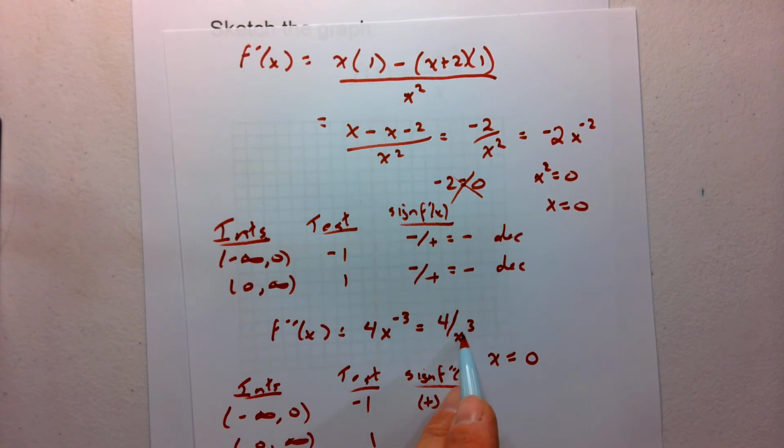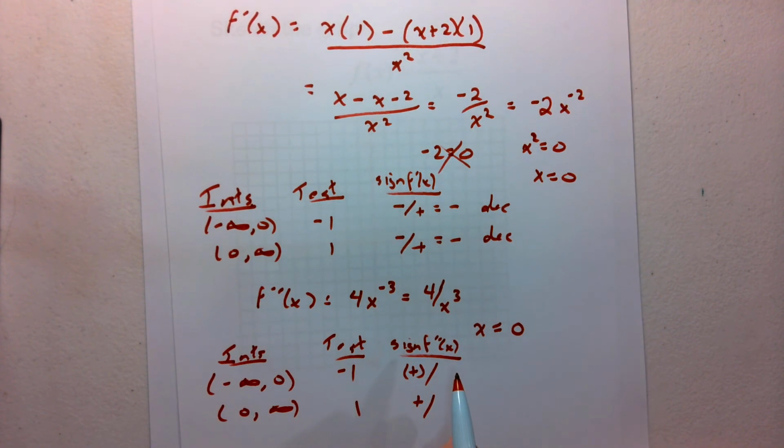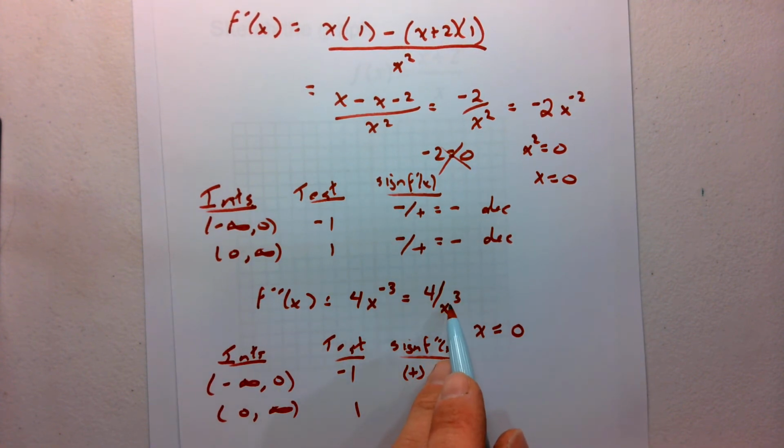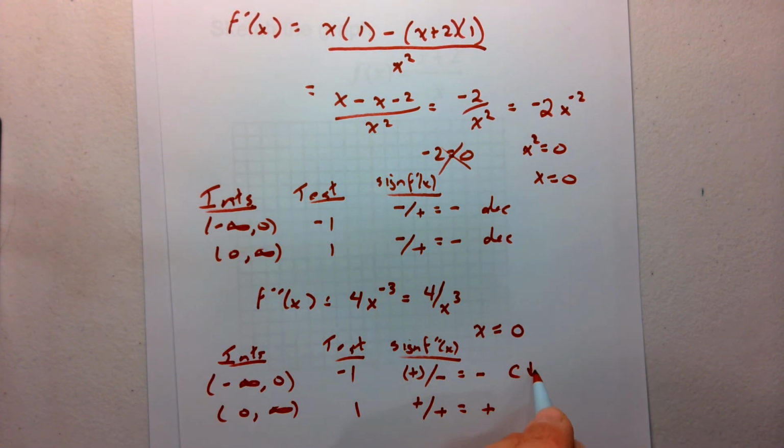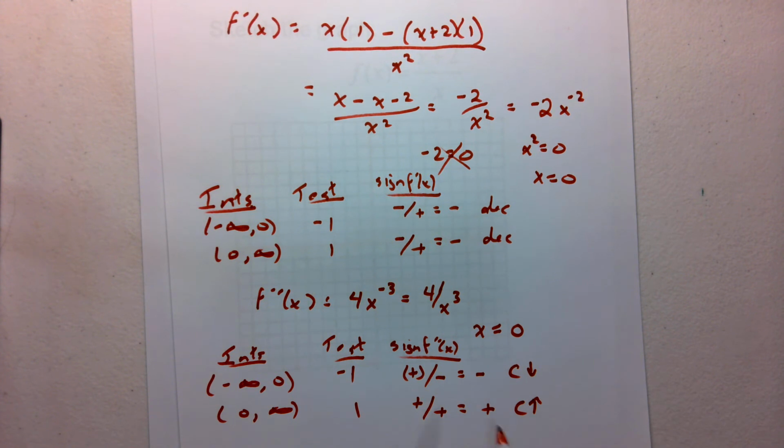And then x to the third. X to the third is going to take on the sign of our x value that we plug in. So if x is negative, it's going to be negative. If x is positive, it's going to be positive. So if I take negative 1 and plug it in, I do get that negative. 1 gives me a positive. So positive divided by a negative is a negative, and a positive divided by a positive is a positive. So I have concave down, and I have concave up.